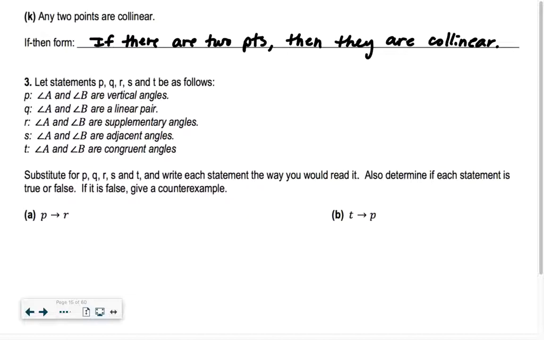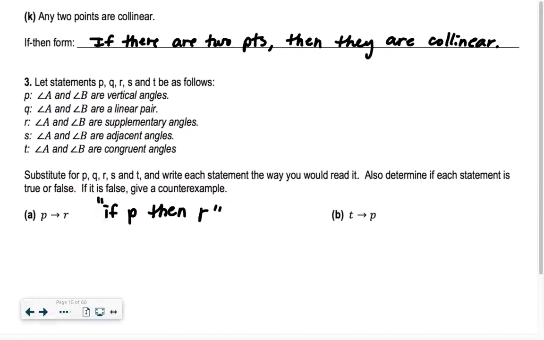All right, so it says let statements P, Q, R, S, and T be as follows. P: A and B are vertical angles. Q: A and B are a linear pair. R: A and B are supplementary. S: A and B are adjacent. T: A and B are congruent. All right, so P implies R. So what would P implies R say? It would say if P, then R. When you see that little arrow, it means implies. So P implies R. If P, then R happens.